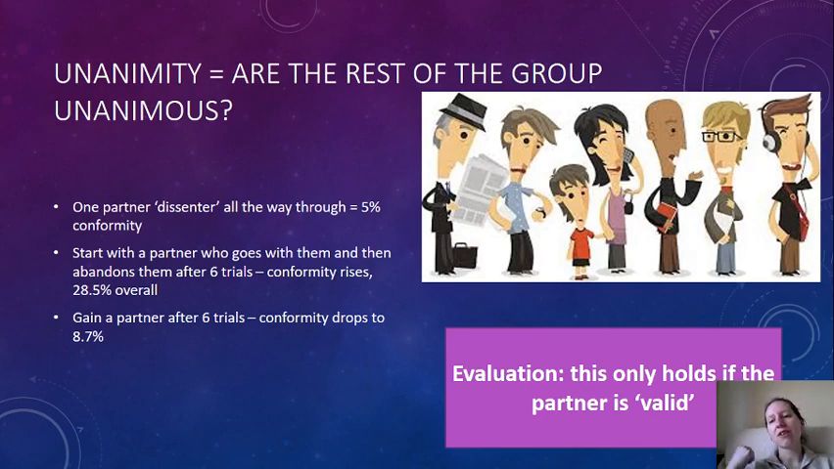So what we can say in evaluation of this is it's not necessarily a really straightforward thing. Again, the factor of unanimity can be affected by other things, such as, is that a valid partner? Do we trust in the opinion of this person who is also what we call dissenting from the majority, who is also not going along with everyone else?